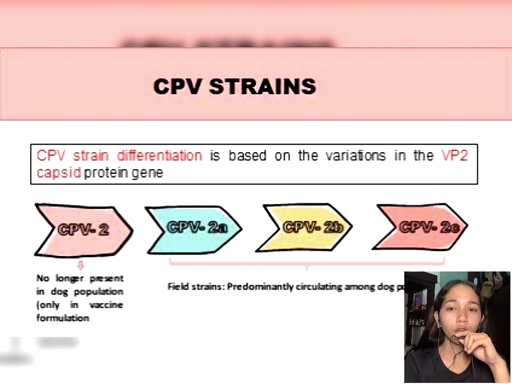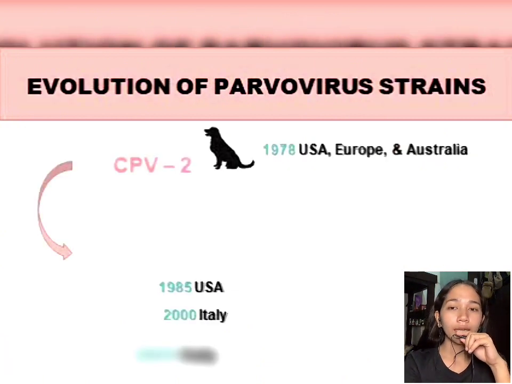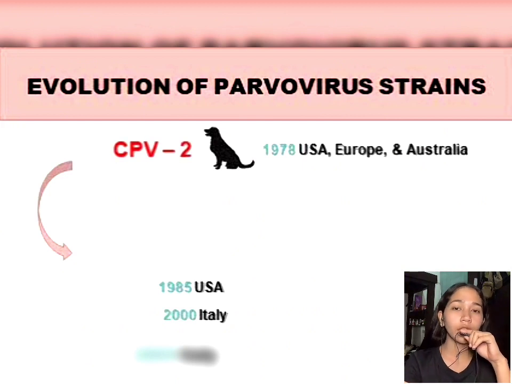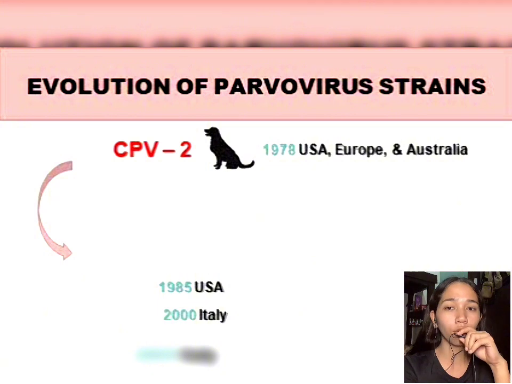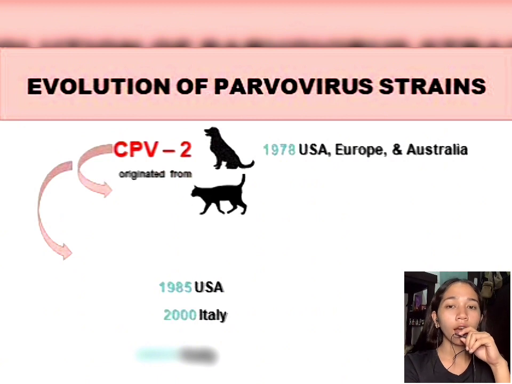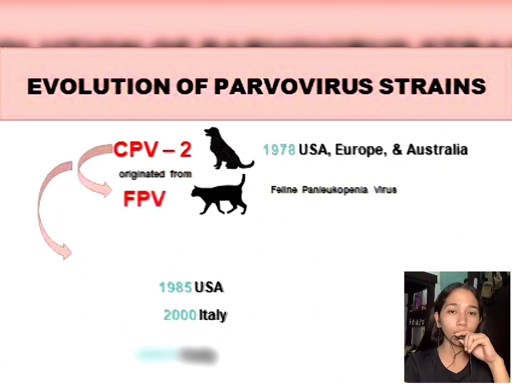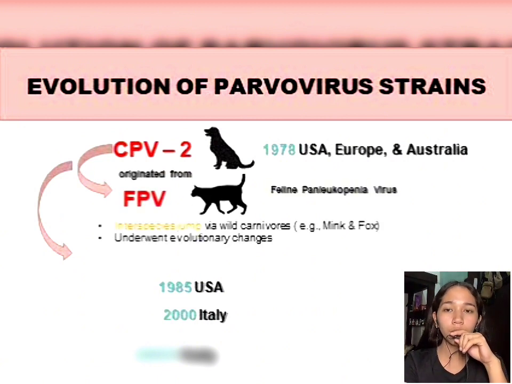For the evolution of parvovirus strains, canine parvovirus caused by CPV2 emerged as a novel pathogen in the late 1970s in dogs and spread rapidly worldwide. This CPV2 originally originated from feline panleukopenia virus as a consequence of interspecies jump through other wild carnivores like minks and foxes, and later adapted to dogs.